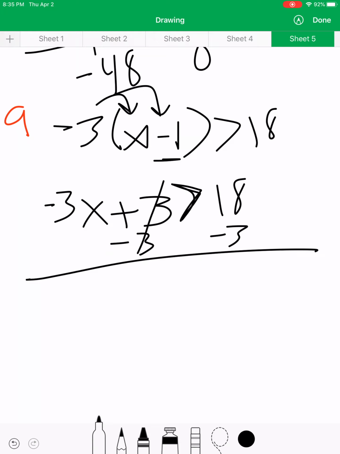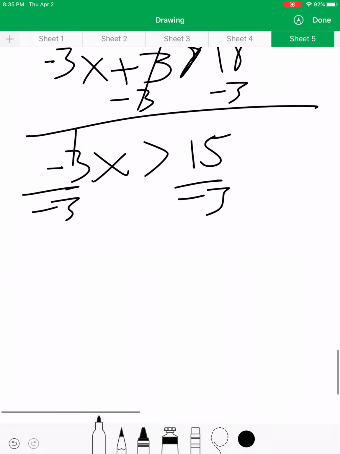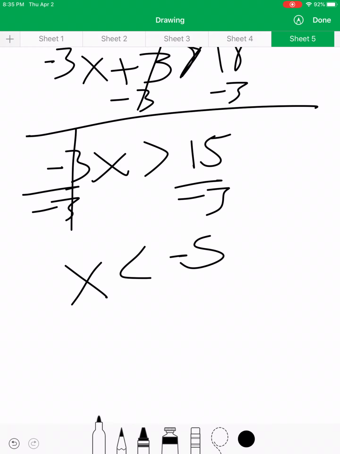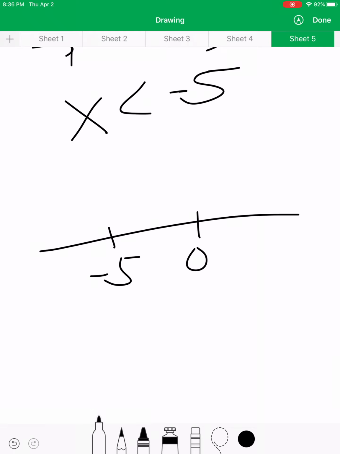All right, start on the side of the variable, move the number without the variable by doing an opposite operation. So negative 3x is greater than 18 minus 3, that gives me 15. Divide by negative 3, divide by negative 3. Stop, I'm dividing by a negative. Flip the direction of the inequality sign, gives me negative 5. Here's my graph, there's 0, there's negative 5. There is no dash, so it's an open circle.